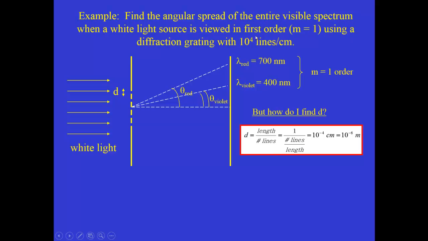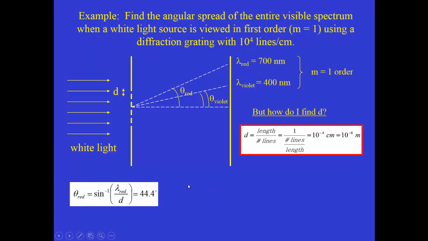Well, what we have here is actually, if you think about it, the reciprocal of D. D is the distance per number of lines, right? The distance between 2 adjacent lines. Well, that's the reciprocal of the number of lines per unit length, right? So if we have 10,000 lines per centimeter, then 1 over 10,000 is 10 to the minus 4 centimeters. So this is saying between 2 adjacent slits, the distance is 10 to the minus 4 centimeters, which is 10 to the minus 6 meters. So that gives us D.